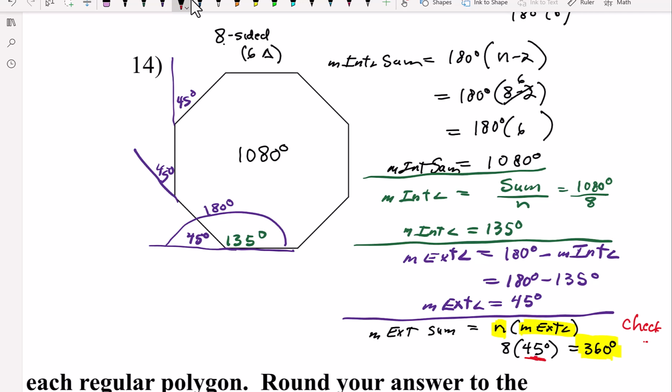this is only correct if you did the measure of the interior angle. That's only correct if you did the sum of the interior angles correctly. So this serves as the check. If you take the number of angles times the measure of the exterior angle, if it does equal 360, you've done all the rest of it correctly. If it doesn't, you made an error somewhere above.